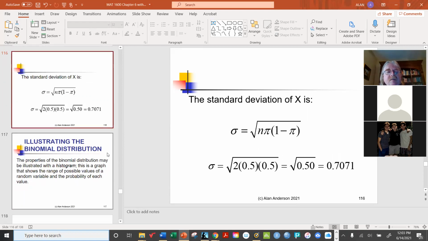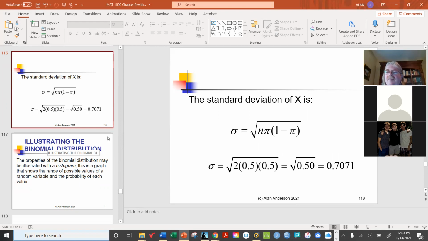Okay, we're not completely done with the binomial distribution just yet. We're going to use a histogram to illustrate what it actually looks like based on the values of n and pi. The binomial distribution actually is what you would call a family or a class of distributions. In principle, there can be an infinite number of different binomial distributions. Each one is uniquely characterized by n and pi.